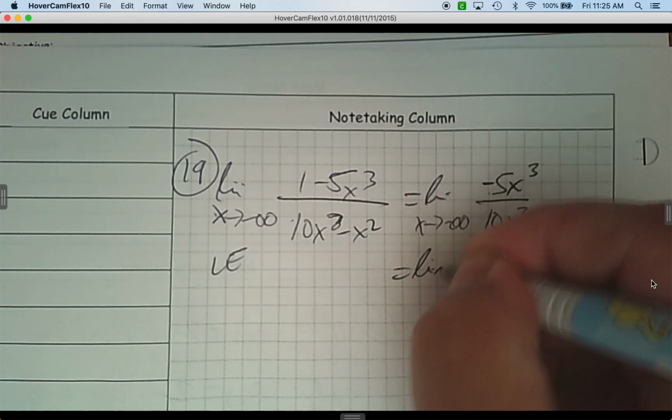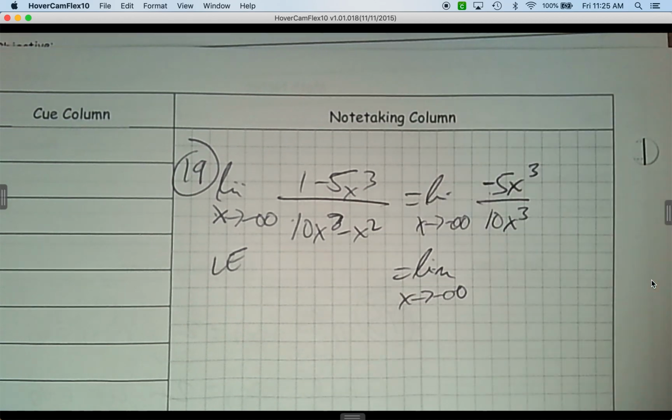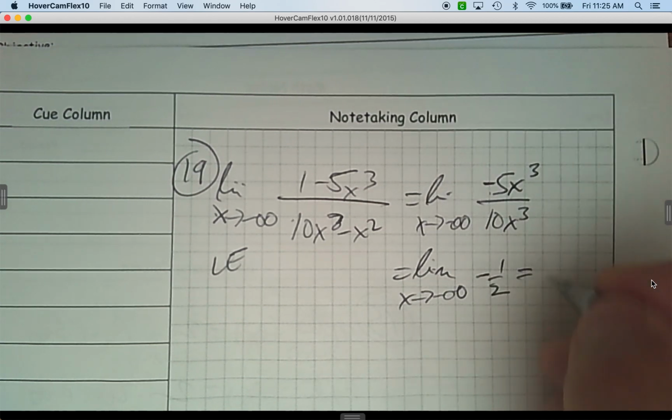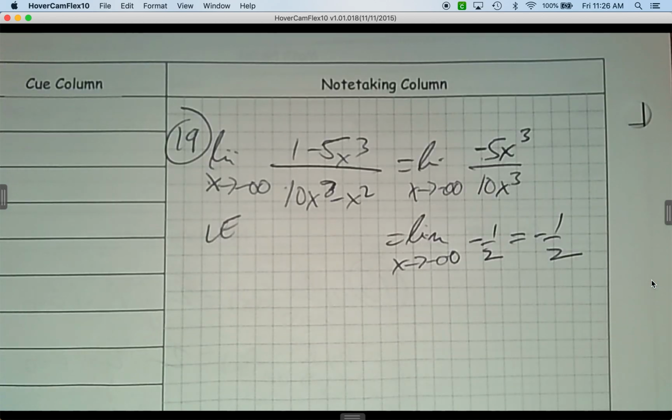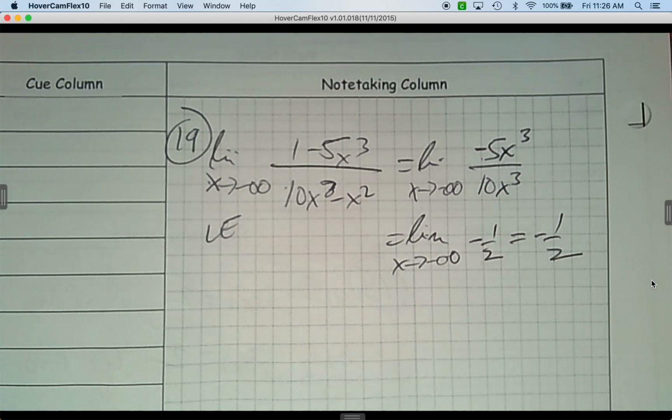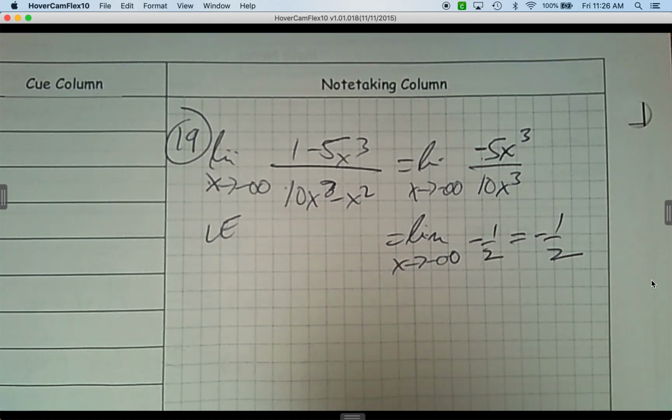Again, this is going to simplify to a constant. So the x cubes divide out. If I wanted to, I could simplify it and then realize that once you have no variables, the limit is what that constant says. So the right and the left end are going to negative 1/2. Number 20.